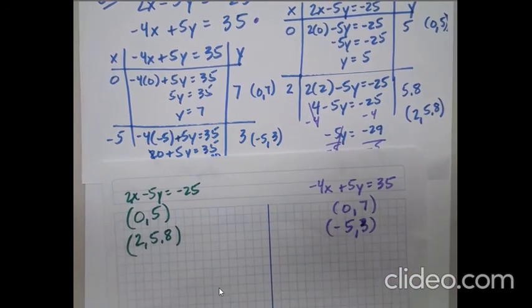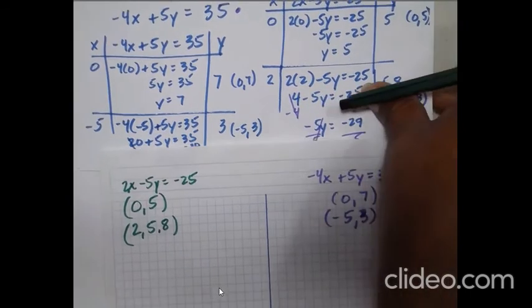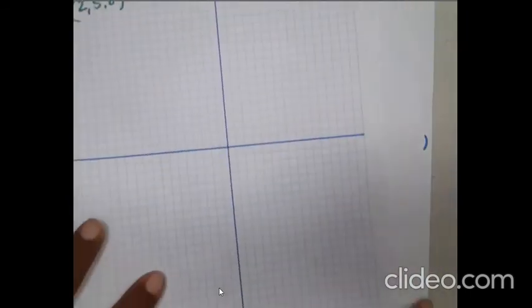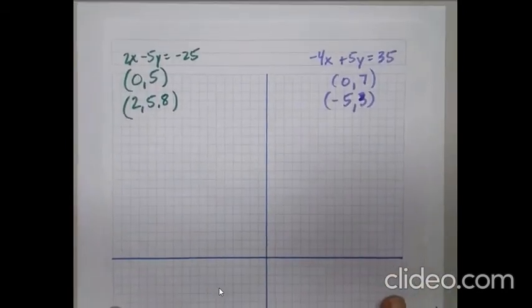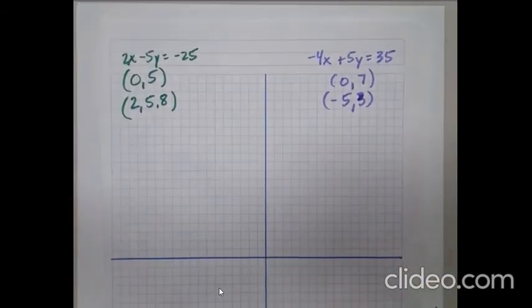Now, just so you know, it is always a good idea to find 3 points instead of just 2, because if you made some kind of mathematical error, having 3 points will make sure that you don't make some mistake with your line.